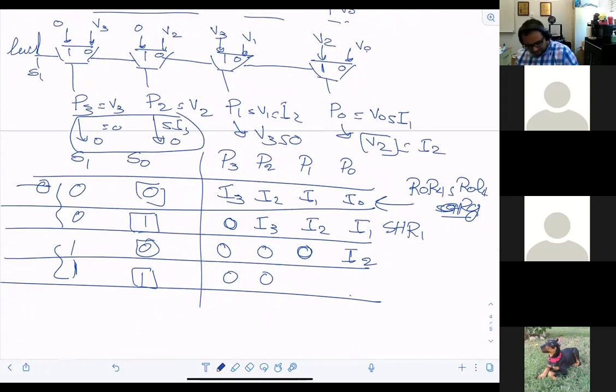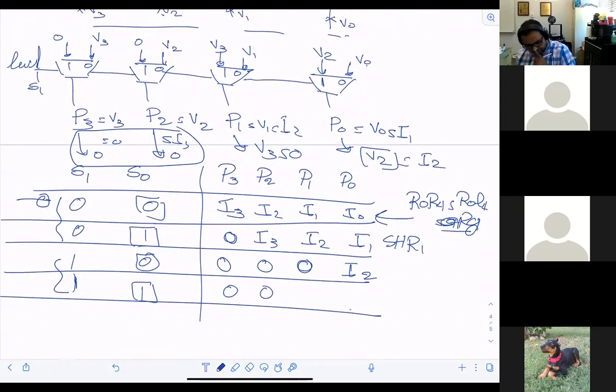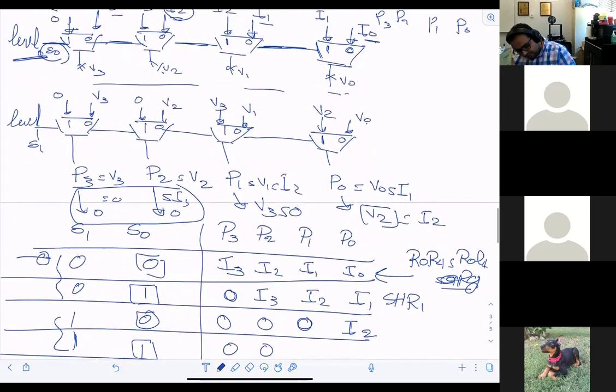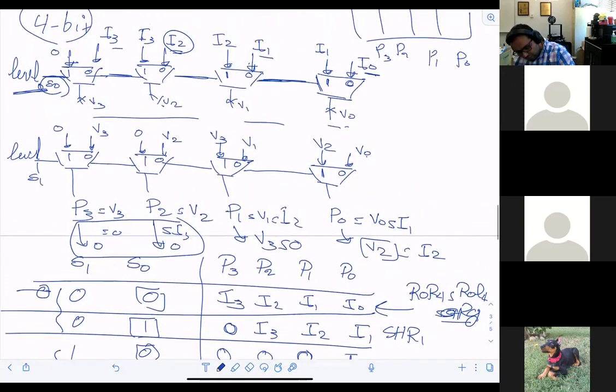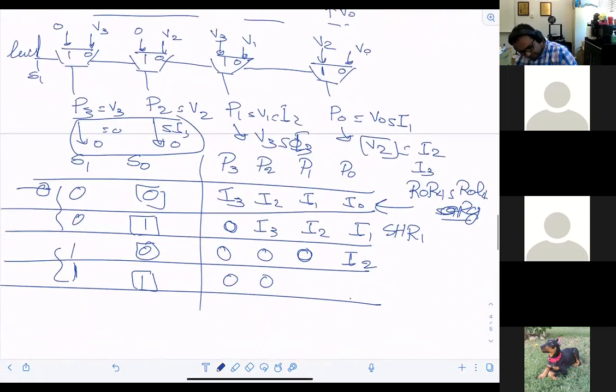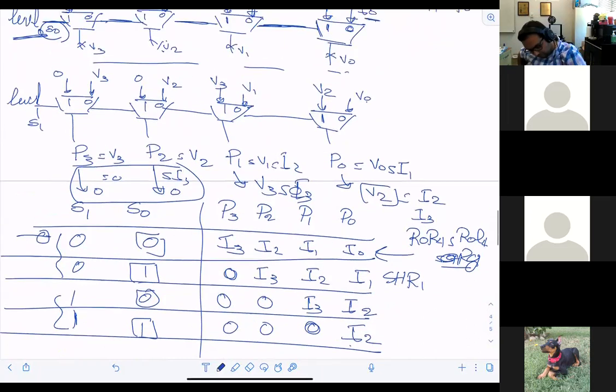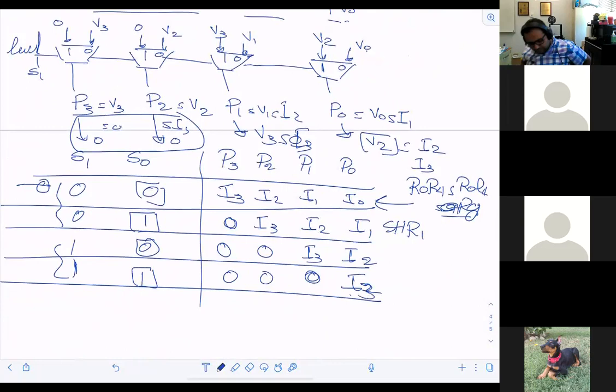Then let's try if S is equal to one. If S equals one, that means V2 will be I3, right? V3 will be zero, right? No, I think I made a mistake. Isn't V3 equal to I3? You're right, it's going to be I3, I'm sorry. But in the other case, that will be zero, and it's going to be I3, I'm sorry. Right?